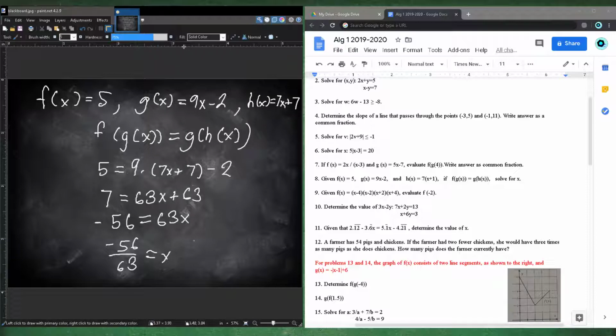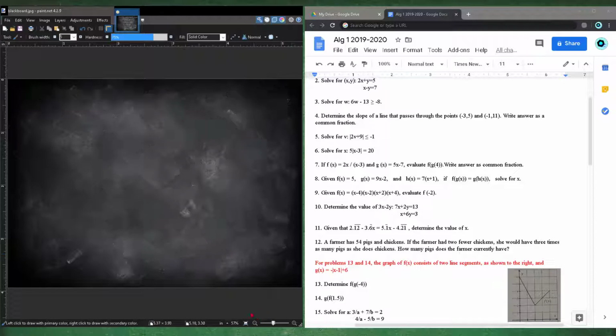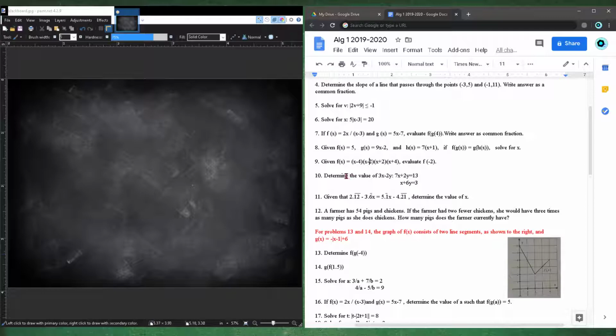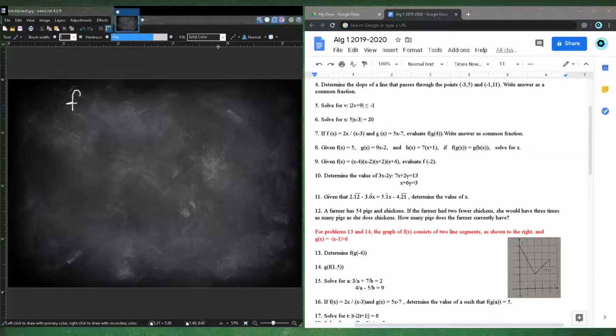So 56 is just basically 8 times 7. Put a negative in there just in case, and then put a 9 and a 7. So we cancel two sevens, get those out. So negative 8 over 9 is your answer for number 8. Okay, number 9. Given f of x equals x minus 4, x minus 2, x plus 2, and x plus 4. So f of x equals (x minus 4)(x minus 2)(x plus 2)(x plus 4).